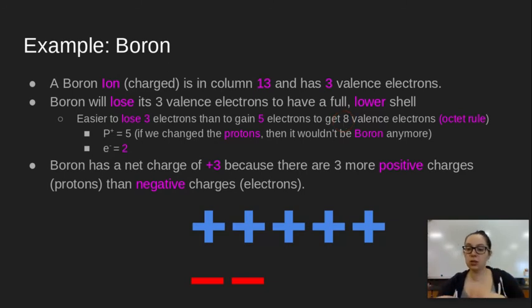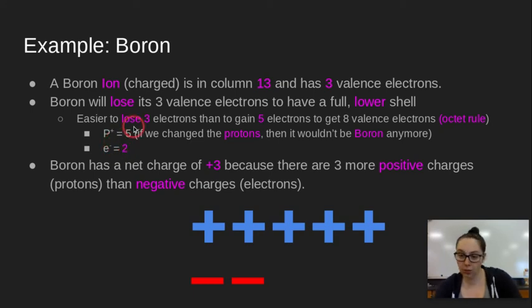It would be easier to lose the 3 because it takes a lot of energy to gain 5. That's 5 protons having to attract a grand total of how many? 8 electrons. So that's a lot. Our protons still equal 5. Remember, if we change the protons, then it wouldn't be boron anymore. But our electrons are actually equal to 2.